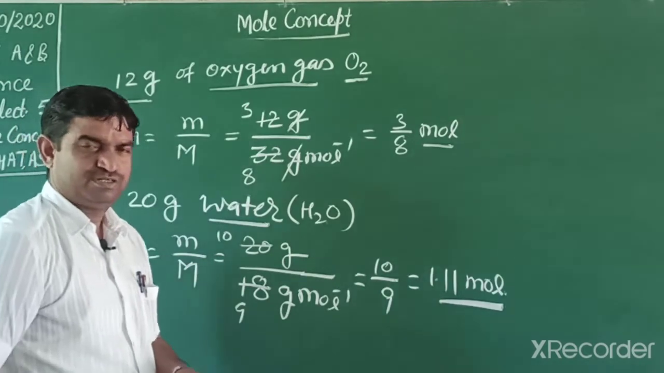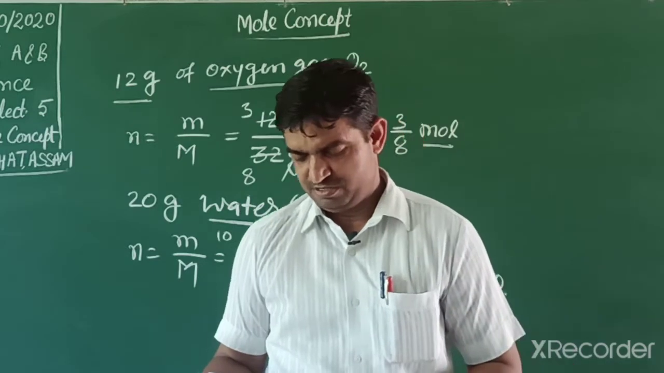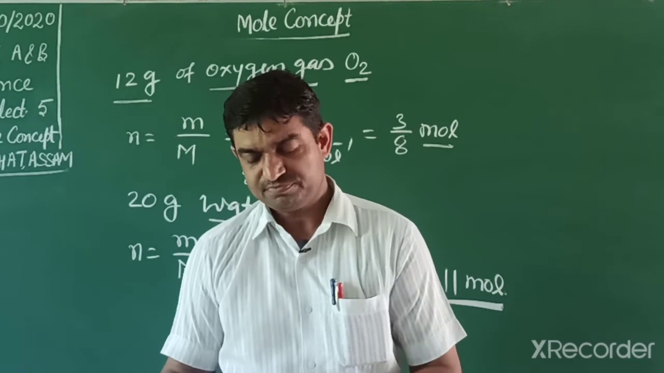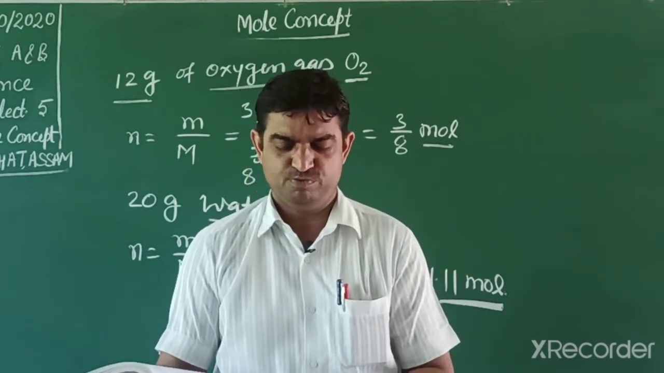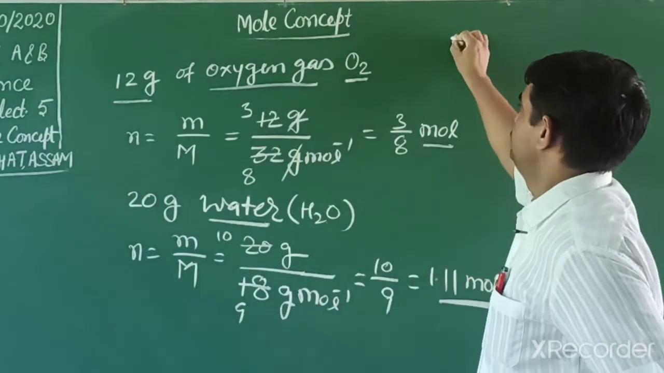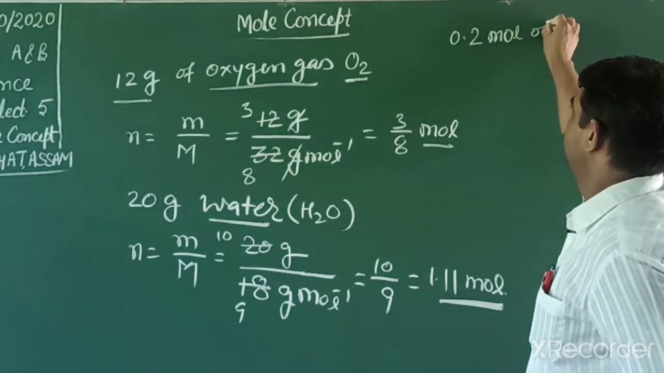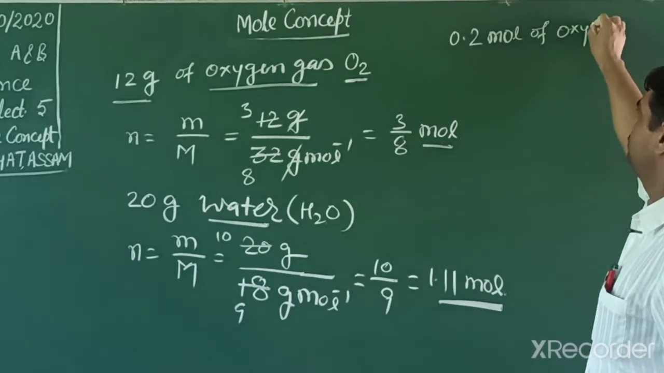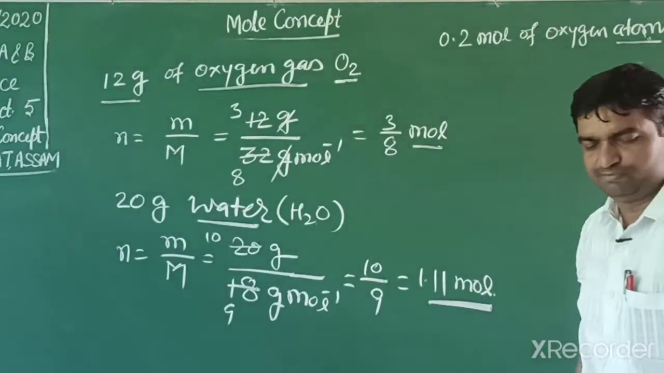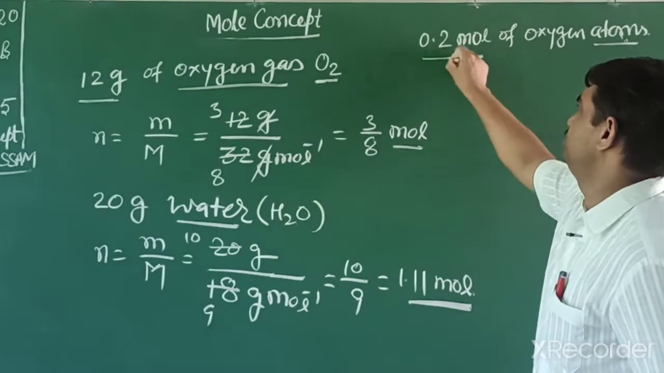Other numerical also given in a similar way, 22 gram carbon dioxide, you can easily identify. Now we want to calculate the number of molecules. Next question is given, what is the mass of 0.2 mole of oxygen atoms? In the question oxygen atoms are given, and we have to find the mass. So 0.2 mole is given.